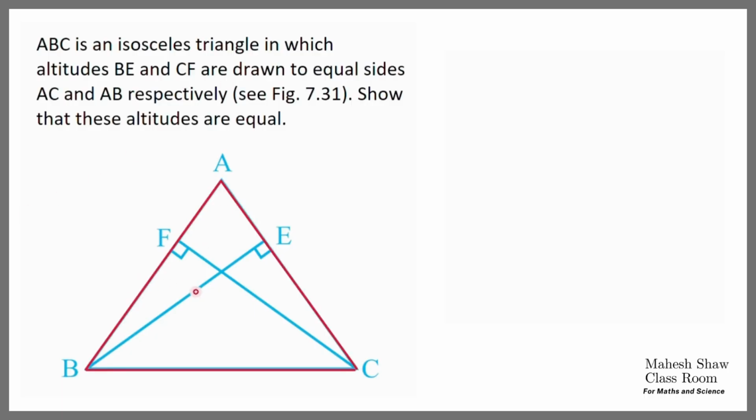In this question, we are given ABC as an isosceles triangle with AB equals AC, and BE and CF are the altitudes drawn on the equal sides AB and AC. And we need to show that these altitudes, that is BE, is equal to CF. For that, we are going to prove triangle ABE congruent to triangle ACF. So in triangles ABE and ACF, we can see that we have angle A as common angle.